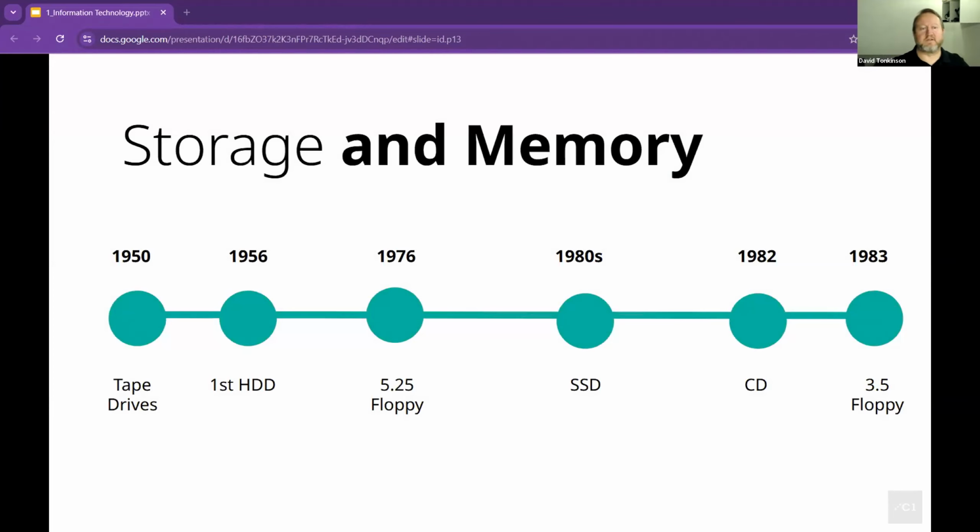Then we talk about storage. Oh, crikey, have I got any of these? I don't even think I've got any of these lying around. In the 1950s, everything was done on tape. Oh, look at that. It's a beautiful picture there. Is that one of the first computers getting loaded in?